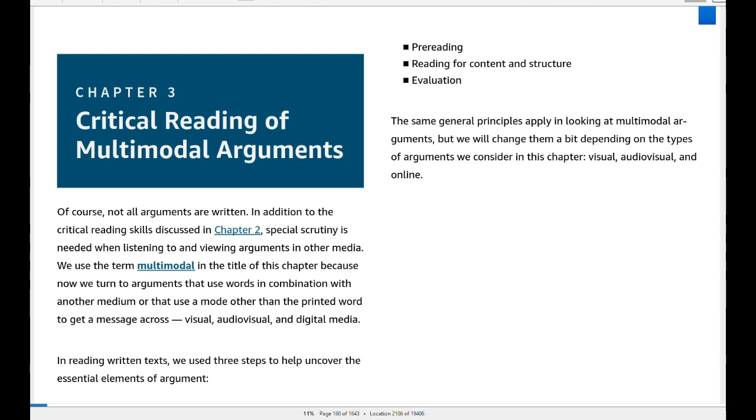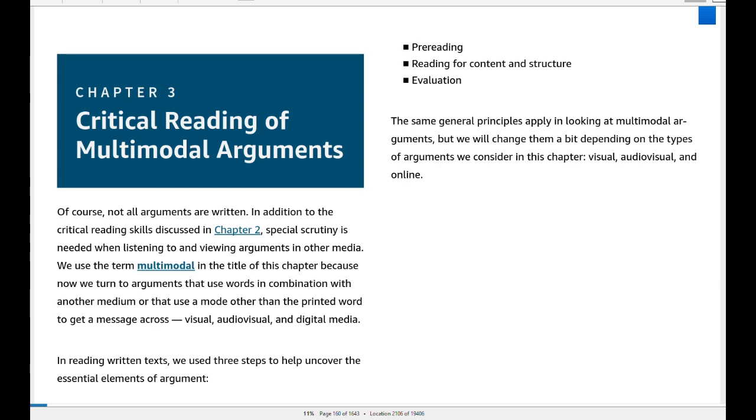Chapter 3. Critical Reading of Multimodal Arguments. Of course, not all arguments are written. In addition to the critical reading skills discussed in Chapter 2, special scrutiny is needed when listening to and viewing arguments in other media. We use the term multimodal in the title of this chapter because now we turn to arguments that use words in combination with other medium or that use a mode other than printed word to get the message across: visual, audiovisual, and digital media.